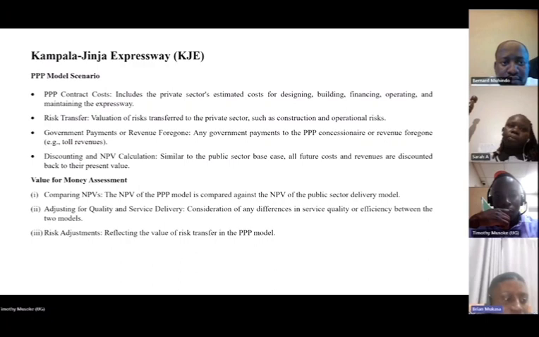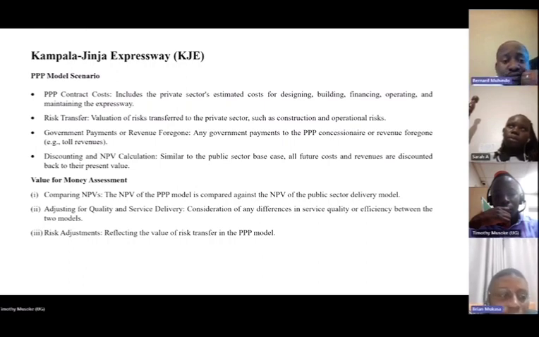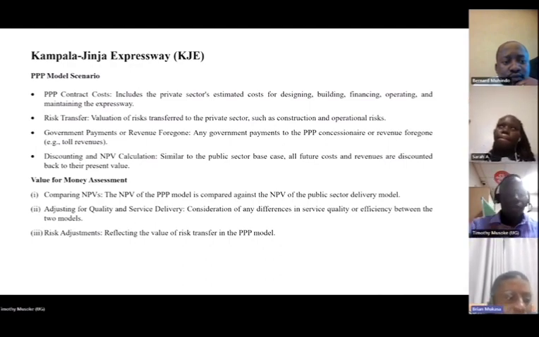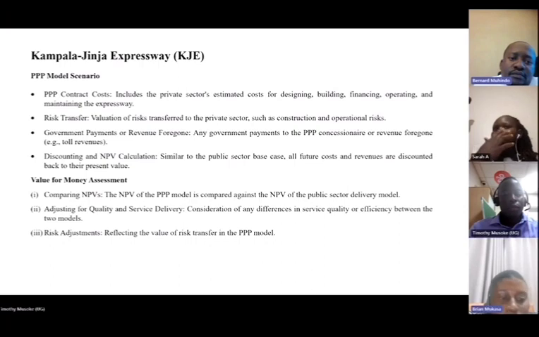Thank you, Sarah, for the presentation. For the PPP model scenario, we looked at four considerations, which are the PPP contract, the risk transfer, government payment and revenue foregone, and then the fourth being the NPV calculations to determine the viability of the project. Then for value for money assessment, we looked at three aspects, which is comparing the NPVs for the public sector model and the PPP model. Then we looked at the risk adjustment to ensure the value for money for our project, then adjusting the quality and the service delivery of the project.